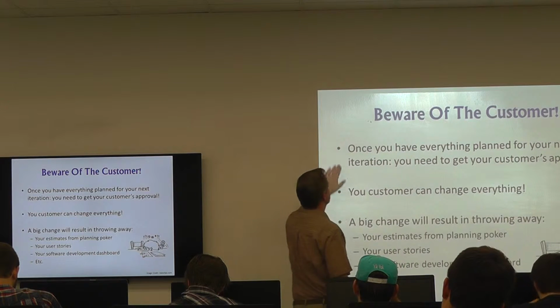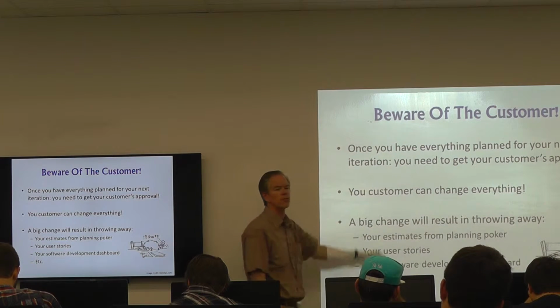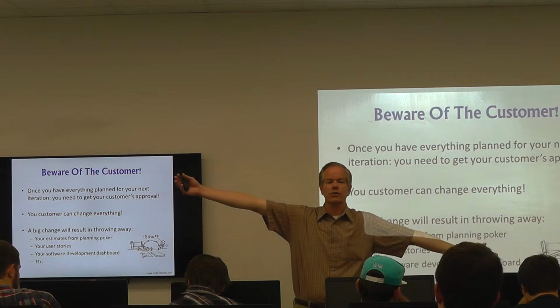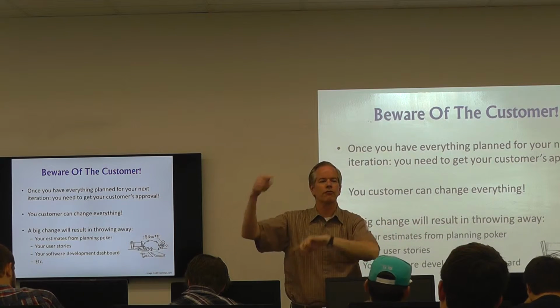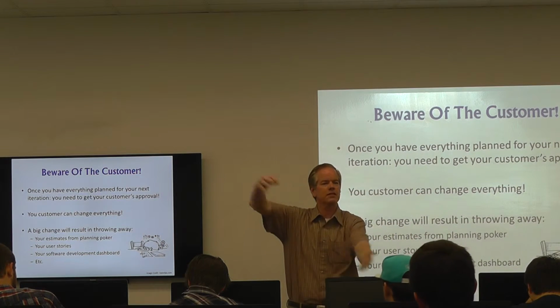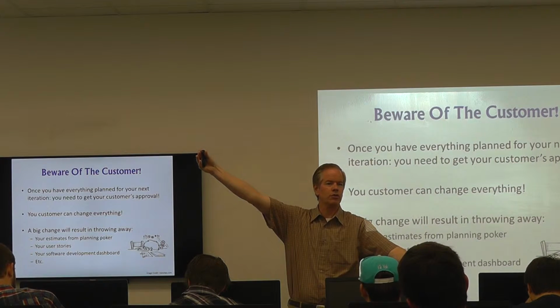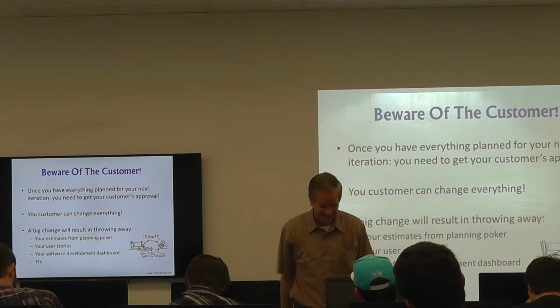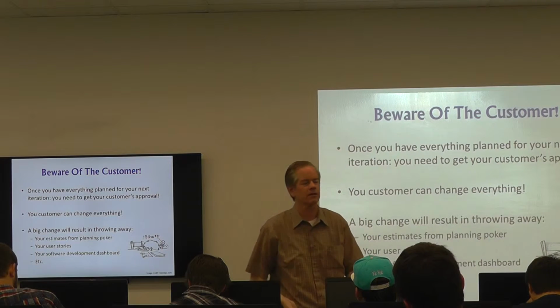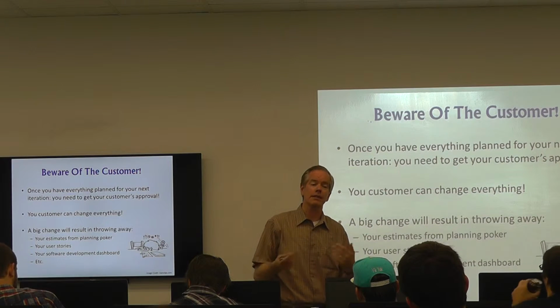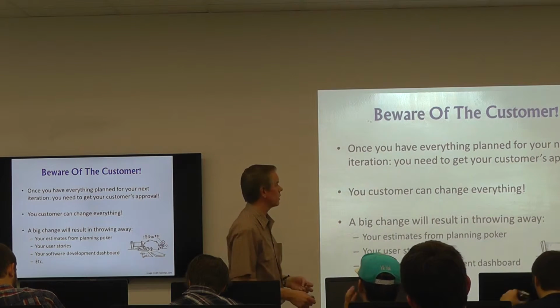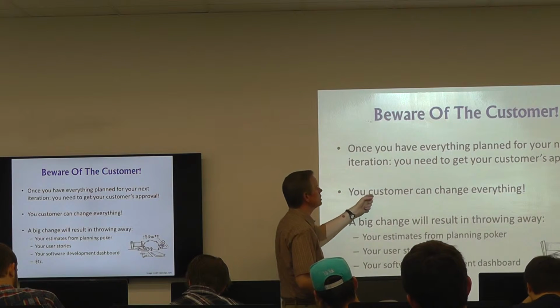So once you have everything planned for your next iteration, you do need to get your customer's approval. This is what I'm planning on doing. I've listened to you, I've heard you, I've reprioritized based on what you said. This is what I'm planning on doing. And you show it to them and they go, no. But you said this, right? So you have to get their buy-in. You have to get their approval before you start working. Okay? Your customer literally can change everything.